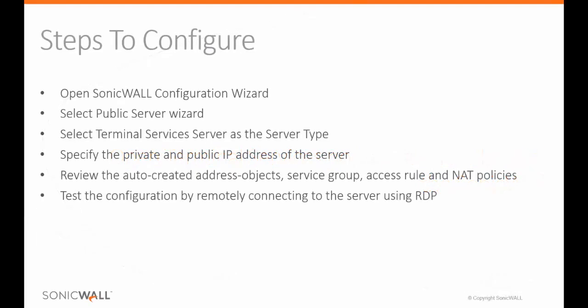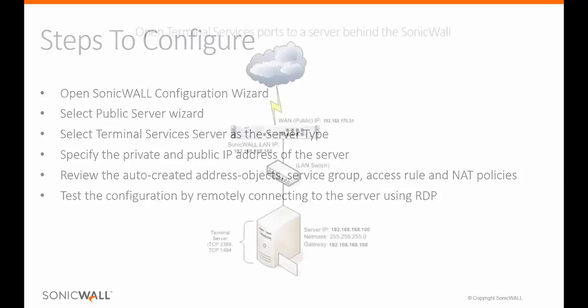The configuration steps to open terminal server ports using the wizard are: in the Configuration Wizard, select Public Server Wizard. Select Terminal Services Server as a server type. Specify the private and public IP address of the server configuration. Review the auto-created configuration. Test the configuration.